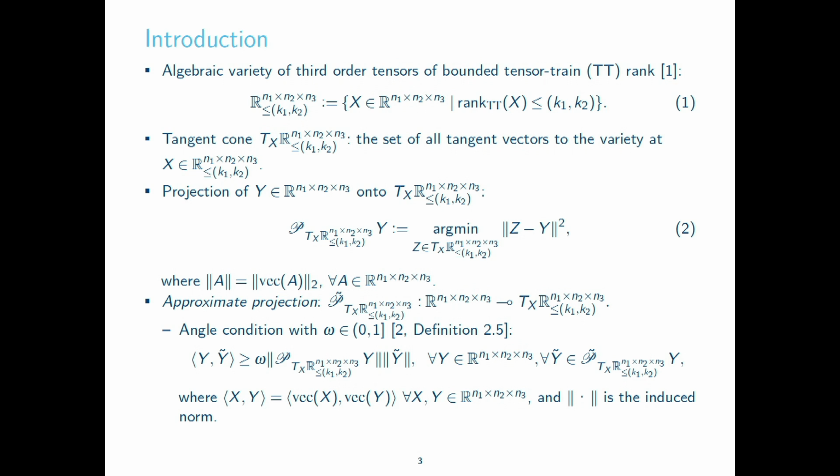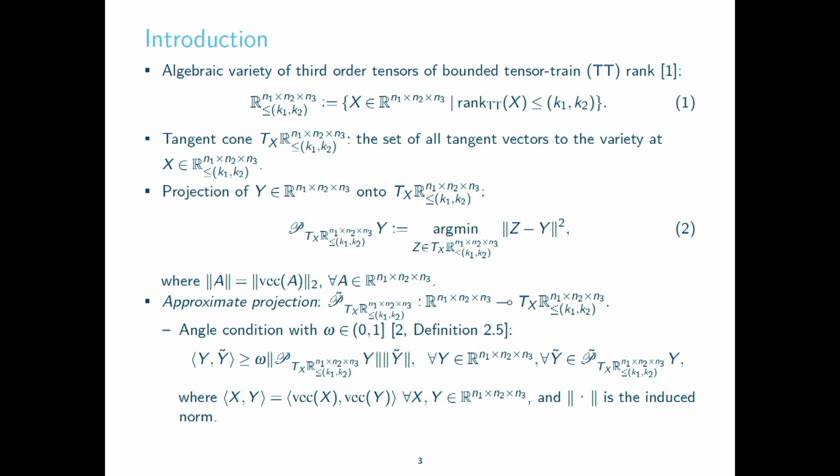The problem, however, is that the tangent cone that we consider is highly non-convex and non-linear. The projection is also not known from the literature. That is why we propose an approximate projection, which is, like the true projection, a set-valued mapping from the space of real tensors to the tangent cone, but which, more importantly, satisfies an angle condition.